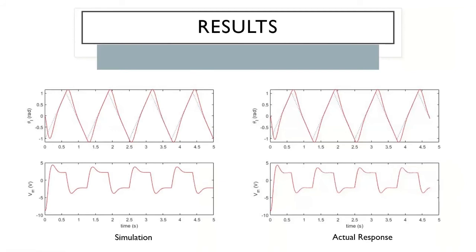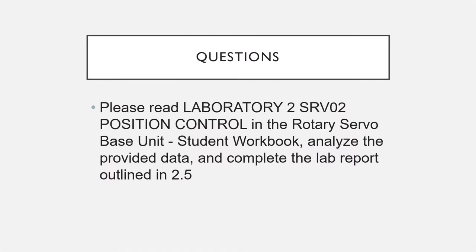These MATLAB plots show the results from the simulated and actual measured PIV ramp response and the input voltage using PIV control. Please read Laboratory 2 SRV02 Position Control in the Rotary Servo Base Unit student workbook, analyze the provided data, and complete the lab report outlined in 2.5.